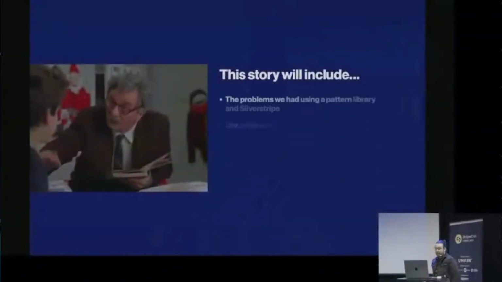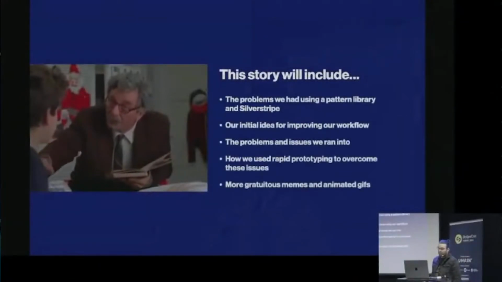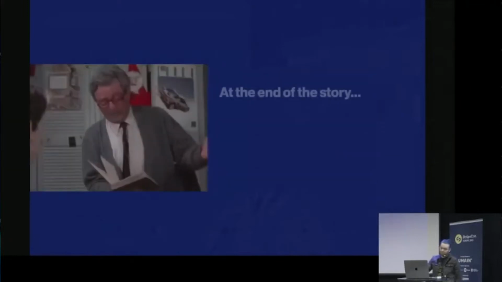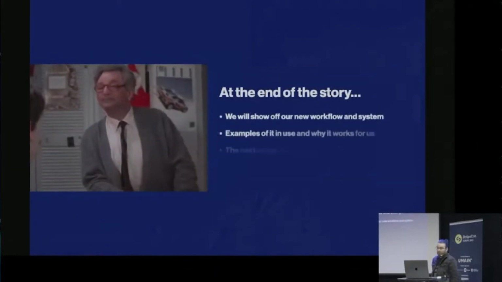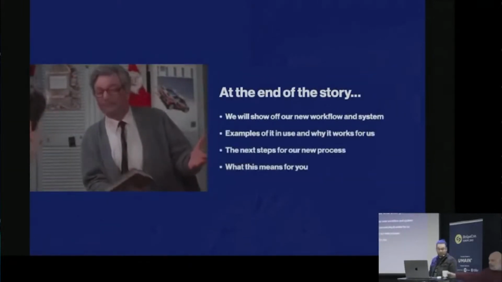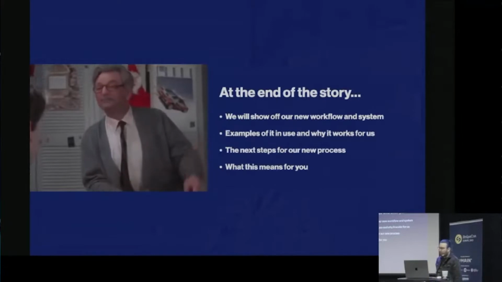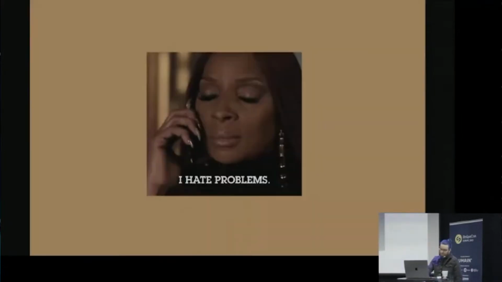What I want to do today is tell you all the story. The story is going to be about the problems we faced when using the pattern library and Silverstripe together. It will also cover our initial idea for improving this workflow. Then the problems we ran into when we were trying to solve this, and how we overcame these problems with rapid prototyping. At the end of this story, we would like to demonstrate the workflow and system we landed on, examples of its use and why that works for us, the next steps in this process, and what that can potentially mean for all of you.